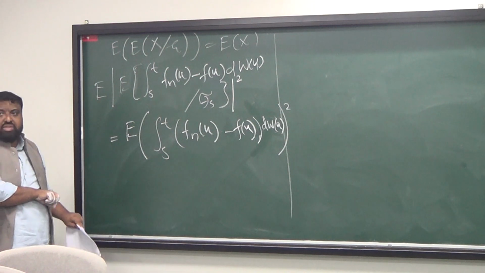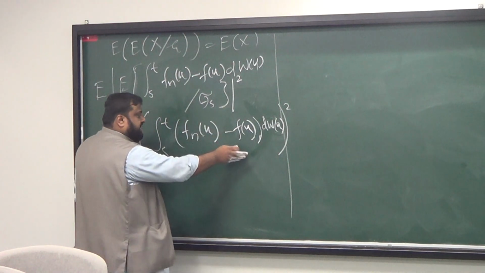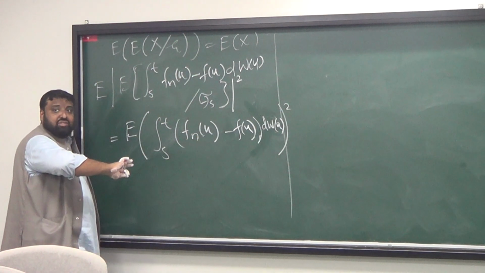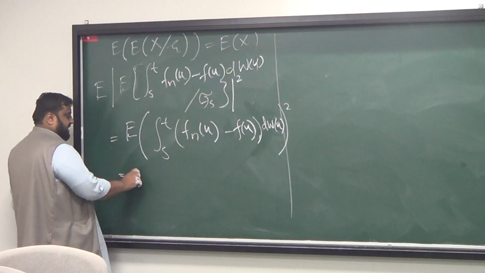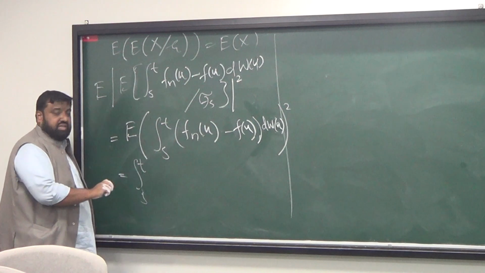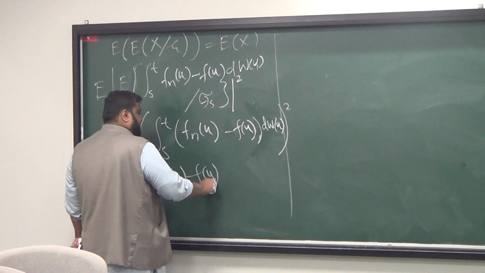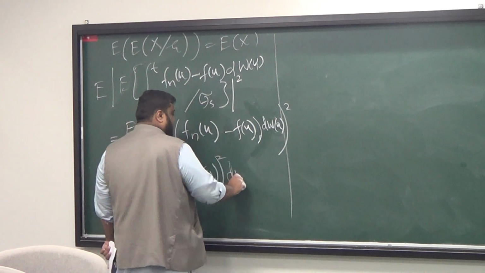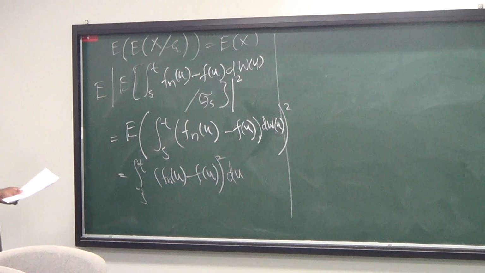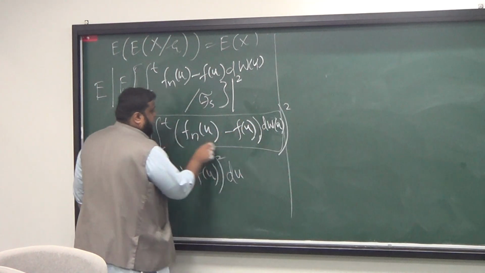I can apply the Ito isometry. So what would the Ito isometry do? It will turn this stochastic integral into the deterministic integral. So it's going to be the integral from s to t of (f_n(u) minus f(u)) squared dt. Are you happy with this? So this is like your I of f.